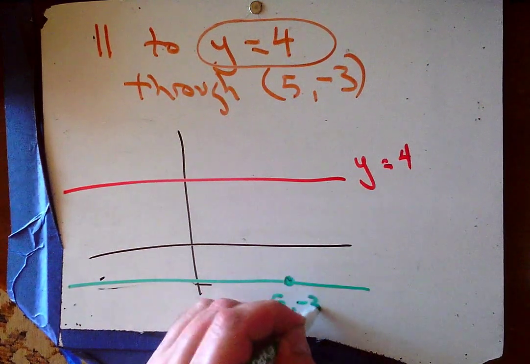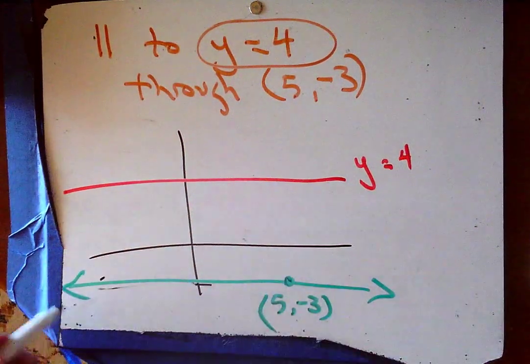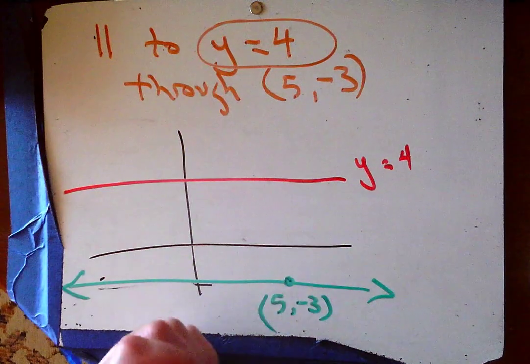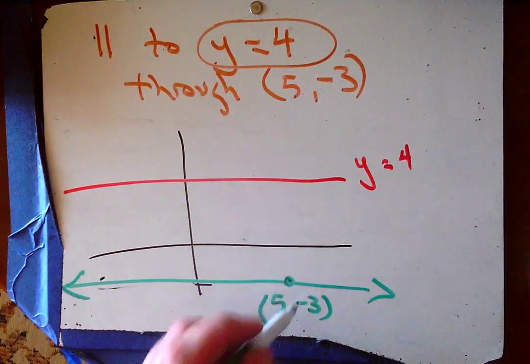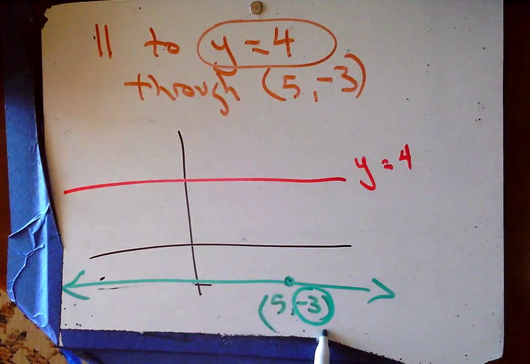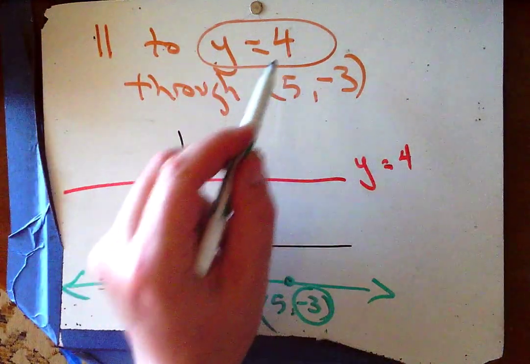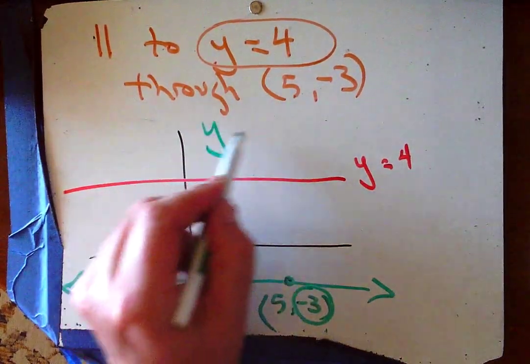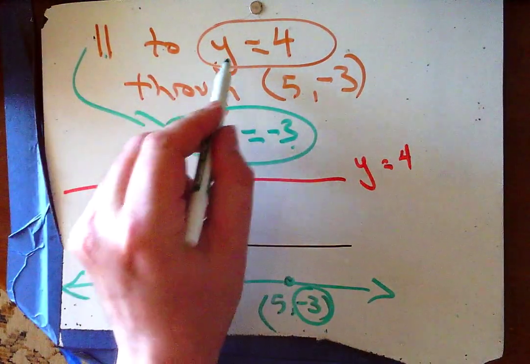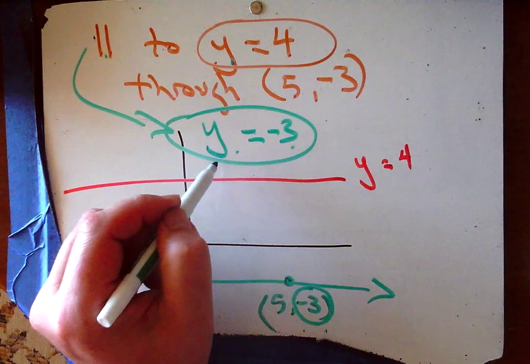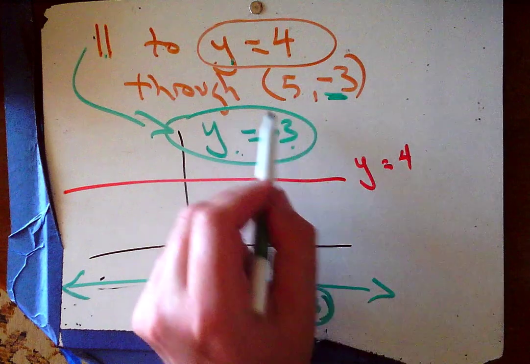(5, negative 3). So again, my slope will be 0. Again, I'm going to have a horizontal line because I'm parallel to that one. And again, I need y equals a number. What number? Right here, the y value of the point we're supposed to pass through. So parallel to this, passing through that, would be y equals negative 3. This line is parallel to this line. They both have the same slope of 0. But this line passes through this ordered pair.